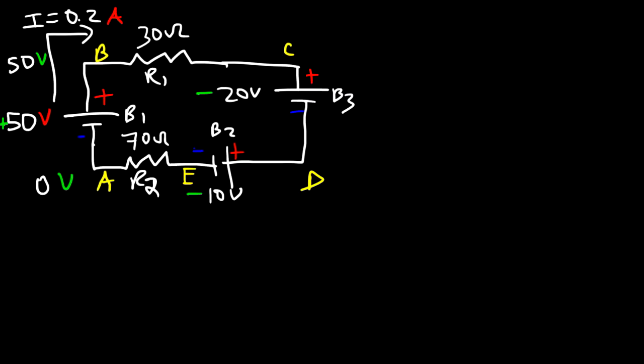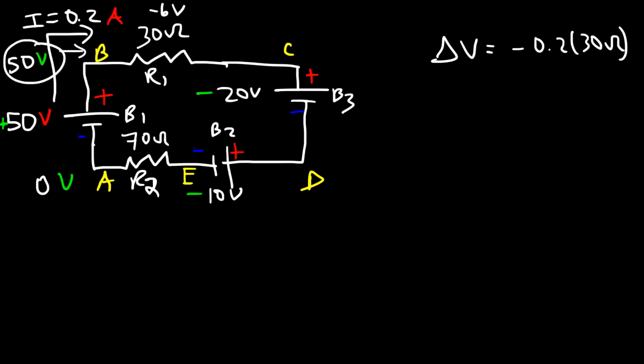Now let's calculate the voltage drop across the 30 ohm resistor. So it's going to be a current of 0.2 amps times 30 ohms. So the voltage drop across this resistor is -6. So if the potential is 50 at B, then at point C, it's going to be 6 volts less. It's going to be 44 volts.